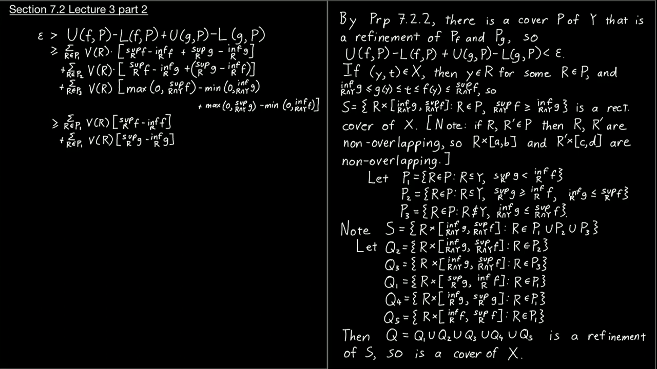So the sum over P1 will break into two pieces. The sum over P2, notice that if you're in P2, then the supremum of G is bigger than the supremum of F. So this quantity in the parentheses is non-negative. So if I decide I don't feel like having that anymore, it's only going to make our sum smaller.